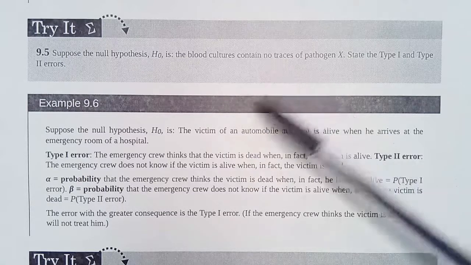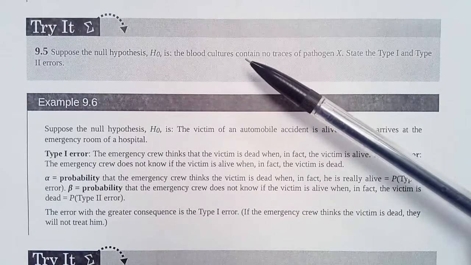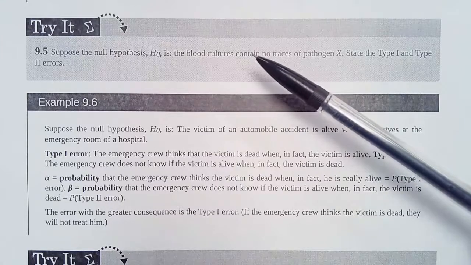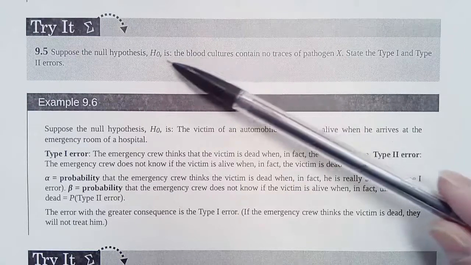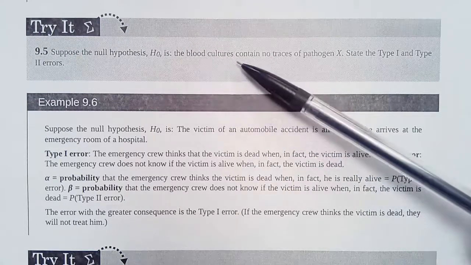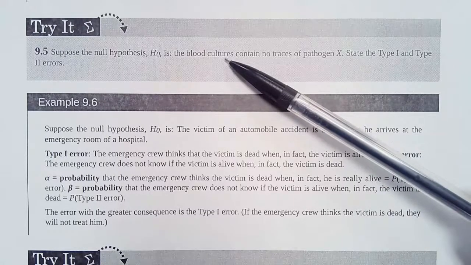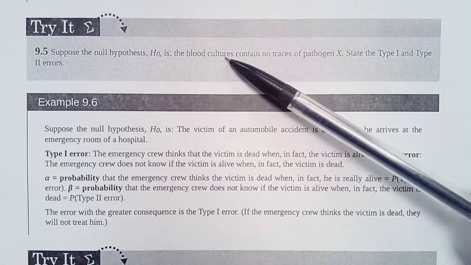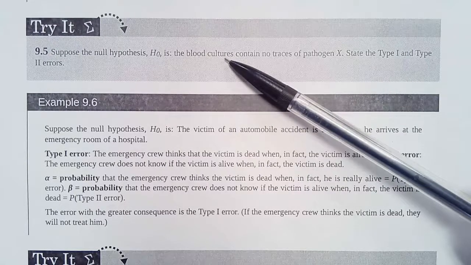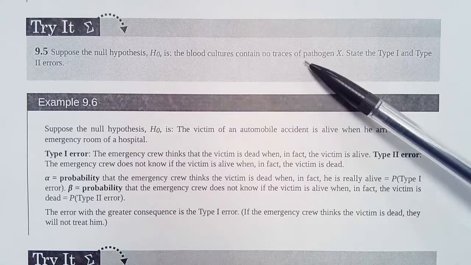A type 2 error would be the type of error when we fail to reject the hypothesis and the hypothesis is false. So if our hypothesis is the blood cultures contain no traces of pathogen X, us saying that we fail to reject that hypothesis when the hypothesis is wrong. So saying that this is false, but we fail to reject it.